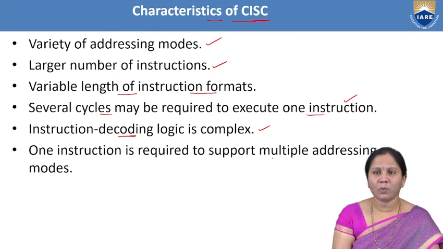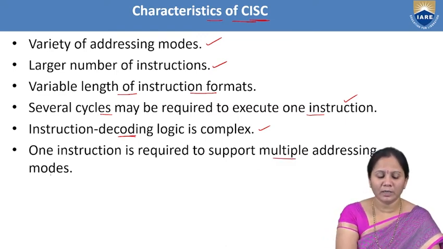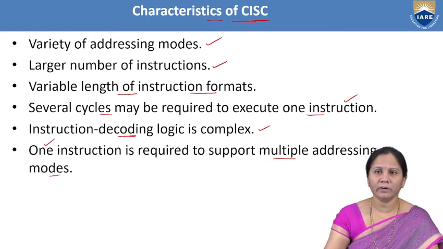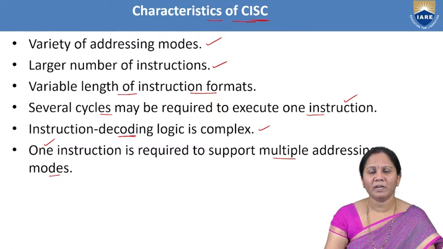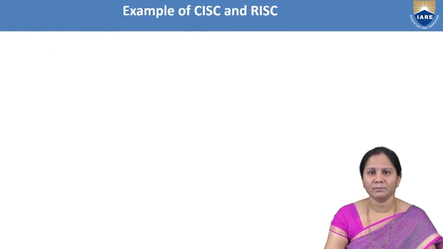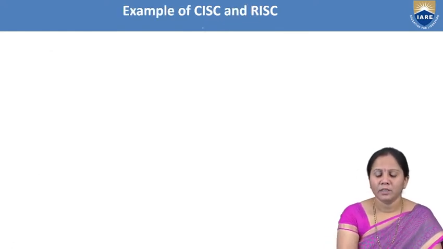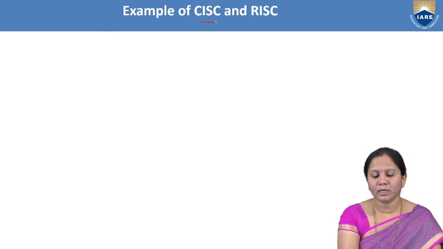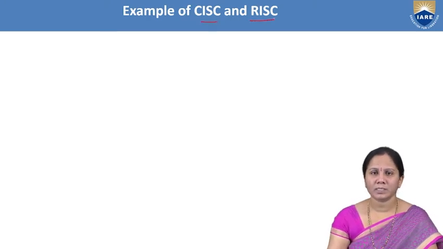One instruction is required to support multiple addressing modes. So a single instruction is enough to show multiple addressing modes. And those are some of the characteristics of the CISC processor. Now coming to the example of RISC and CISC.